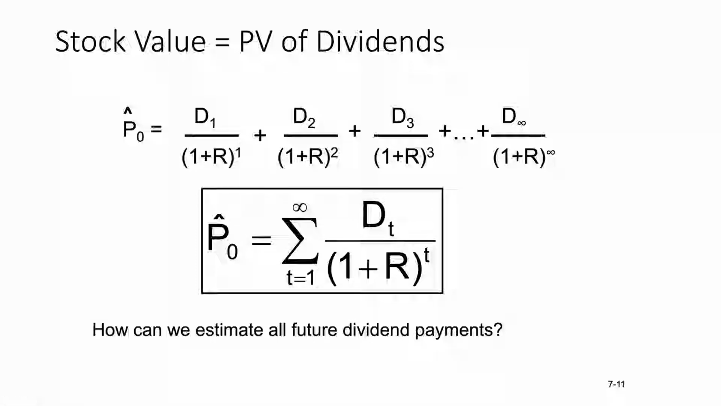Now this one is what we call the infinite theory. Mathematically, we come up with a summation, sigma summation, from the next period up to infinity. So that is how we calculate the present value. You just add the present value of all future dividends.